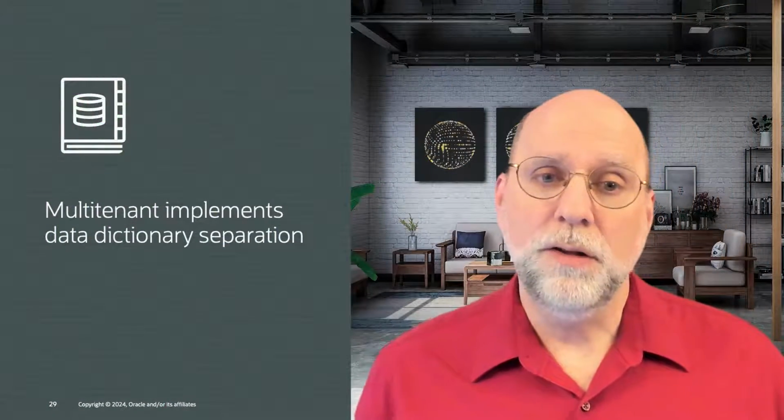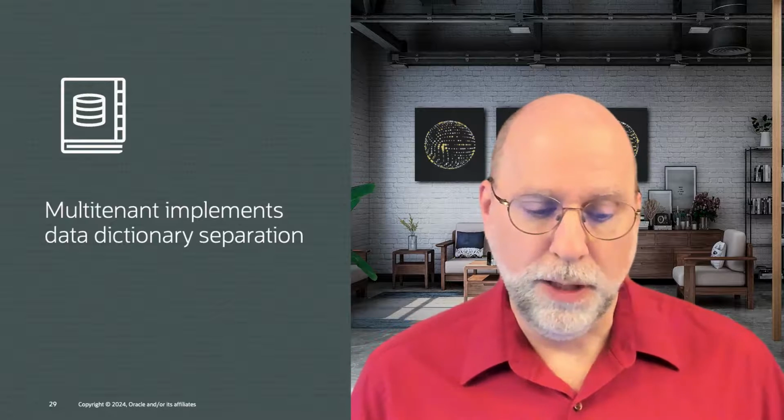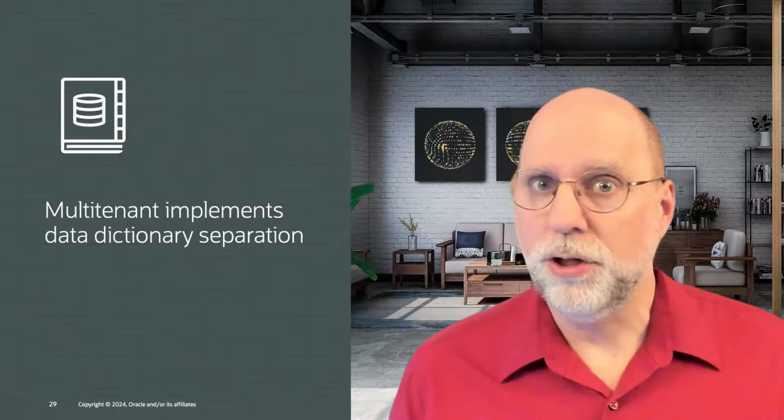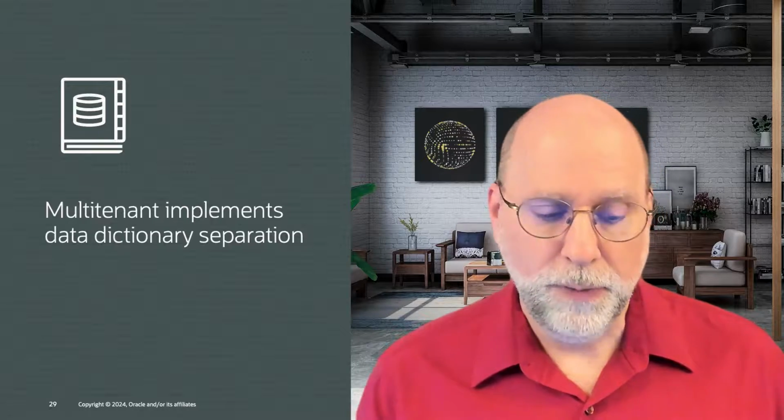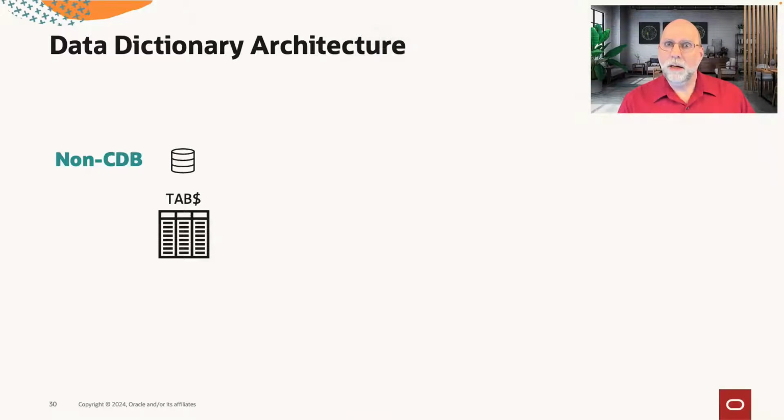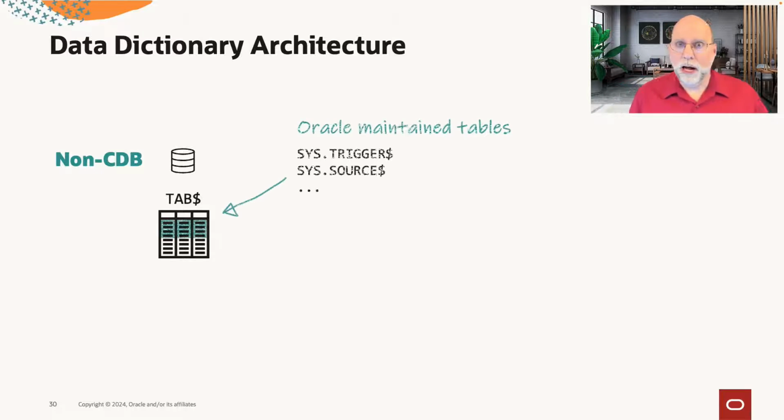Well, the start of that is to understand how the dictionaries are integrated, and that the multi-tenant architecture implements data dictionary separation between each of these entities. So what do I mean by this? Well, in a non-CDB, you have the core database, and then you have all your data tables. In those tables, you have the Oracle maintained tables that you know and love, such as your source$, your user$, all of those system tables that are at the heart of your V$ views that you might query, like V$SESSION. All of that is what we collectively call Oracle maintained tables and views.